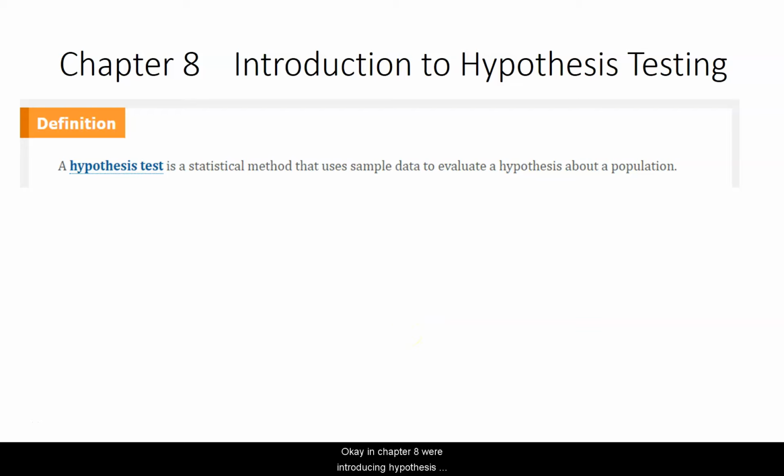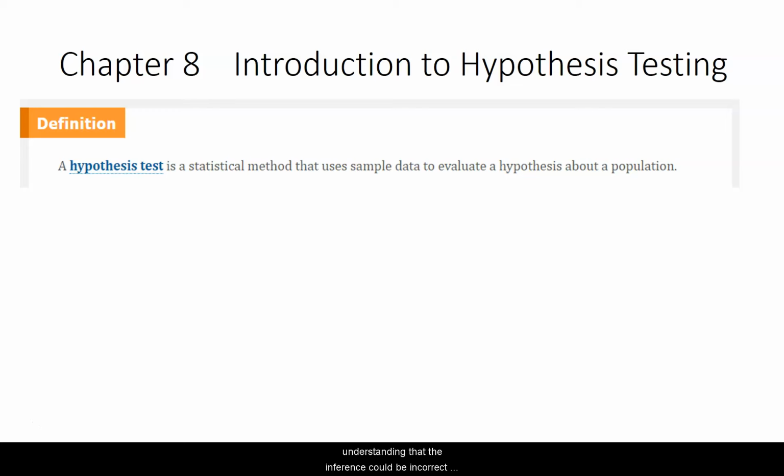Okay, in Chapter 8, we're introducing hypothesis testing. Let me just read the definition in a desultory way. I don't think I'll press you on the definition, but it's a statistical method that uses sample data to evaluate a hypothesis about a population. We'll have a sample mean, capital M. The hypothesized population mean will be mu. And from there, we're going to make an inference, understanding that the inference could be incorrect.